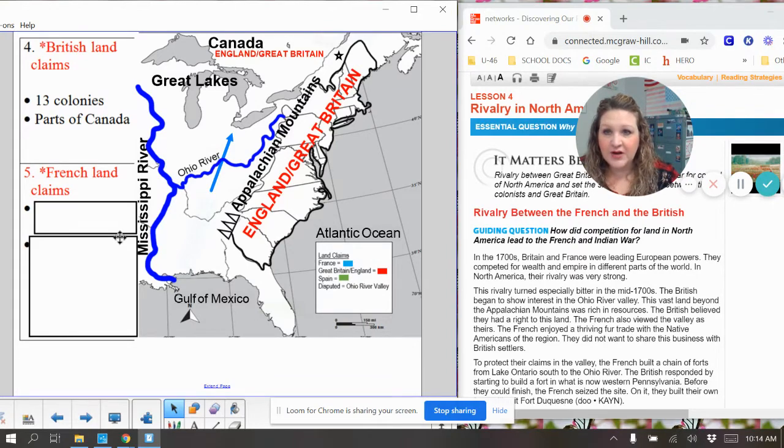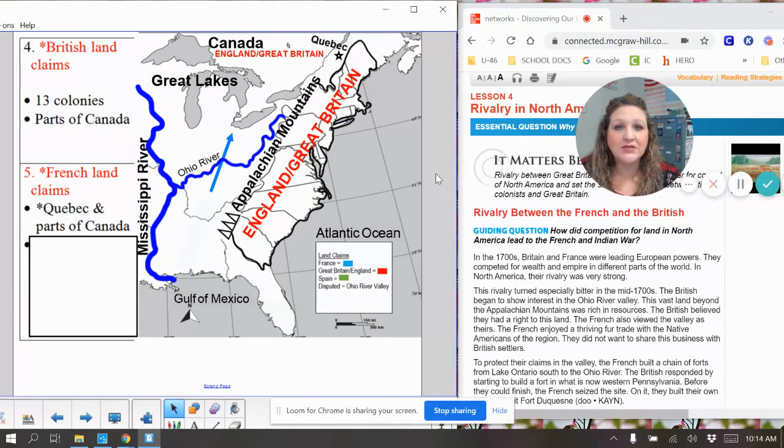And then our French land claims are going to be Quebec and parts of Canada. Now I have this star up here, and stars typically denote capitals. So that was the capital of Canada then. And so they also have control of other parts of Canada as well, but we're really just going to focus on Quebec because it's going to be kind of hard to distinguish between Great Britain's control and French control. So Quebec is under control of the French, and also the capital of, they call New France, okay?